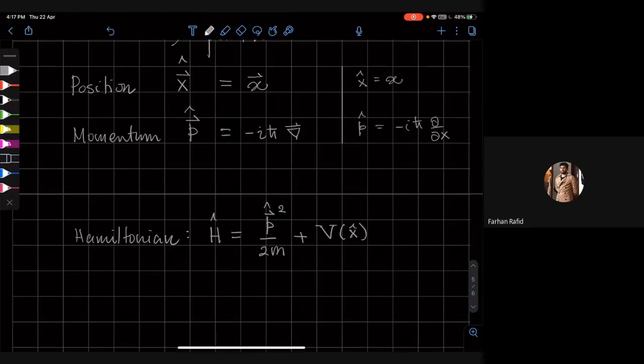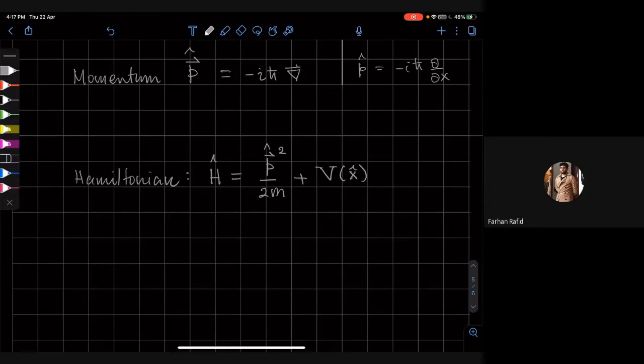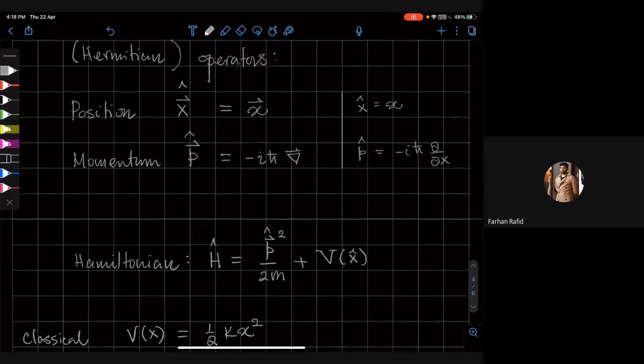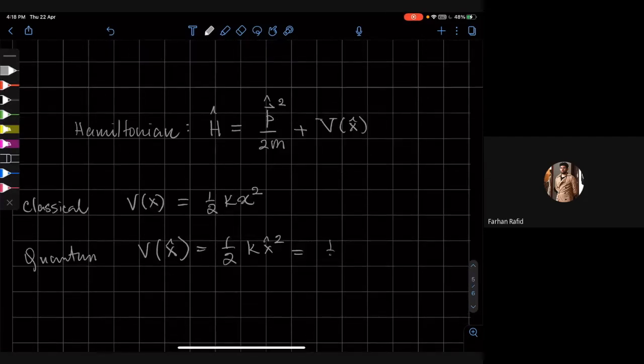So what is V of x? For example, for a harmonic oscillator, we know that for the classical case, the potential is 1/2 kx squared. So for the quantum case, it's given by V of x hat. And what we do is that we just replace x by x hat squared. But we have seen that x hat is nothing but x. So it's just this thing. Okay, so anyway, these are subtleties that are not going to concern us.